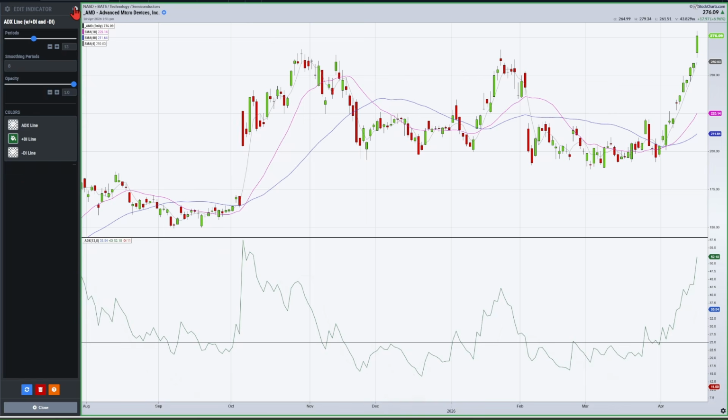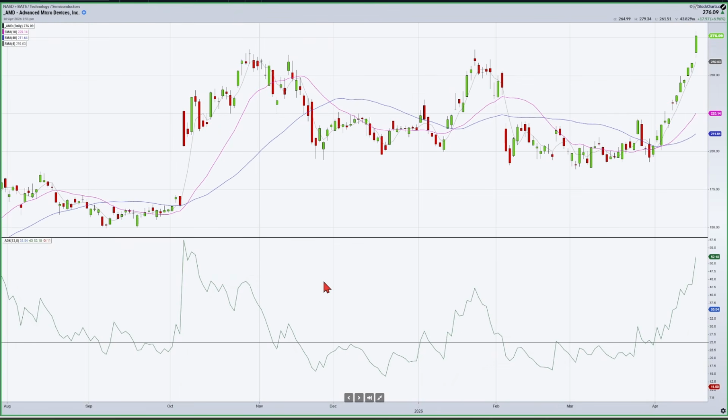Now, what that's going to do for us is let us see and focus in on what the buyers are doing. What are the buyers doing right now? Typically what you think about is looking at the buyers when they're above 25, but I want to keep track of them even when they're below 25.